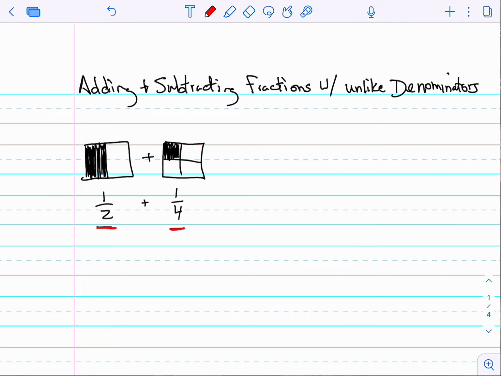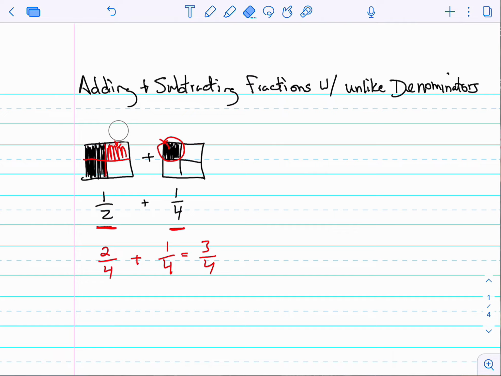So what that looks like basically is we need this one divided into quarters. It's already in halves, now it's in quarters. So changing that fraction, we now have 2 out of 4 possible, plus this one's already in quarters, and we're adding those. So if I take this quarter here and I add it to here, what's my answer? 3/4.